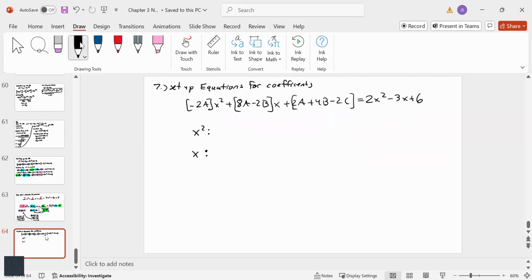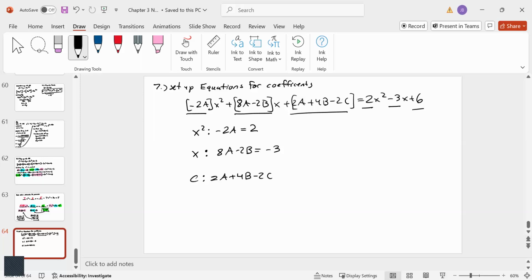So basically, I'm just creating an equation for x squared, x, and my constant. I'll just use c for constant here. So left side, right side, negative 2a equals 2. Left side, right side, 8a minus 2b is equal to negative 3. And then all of this equals 6: 2a plus 4b minus 2c equals 6, right? Left equals right. That's what I'm doing here. And from here, you just solve for a, b, and c.